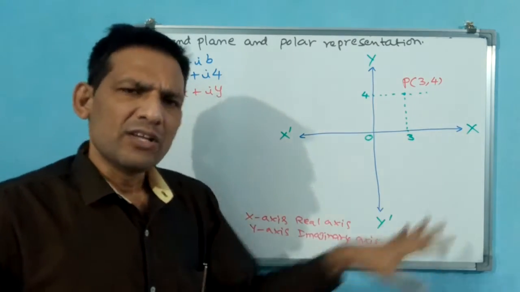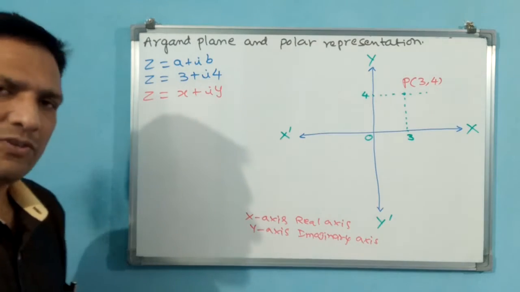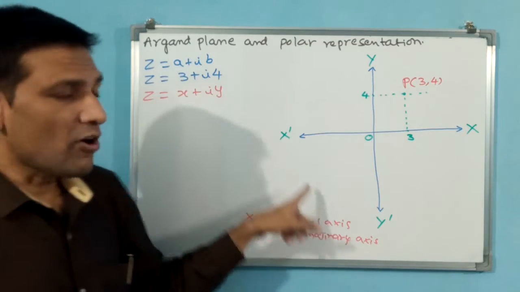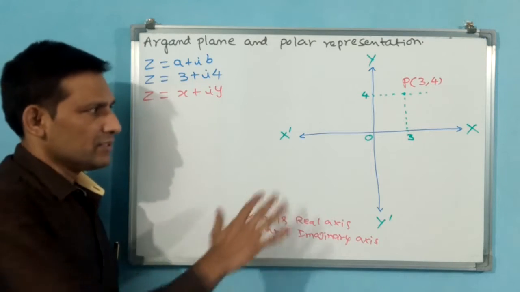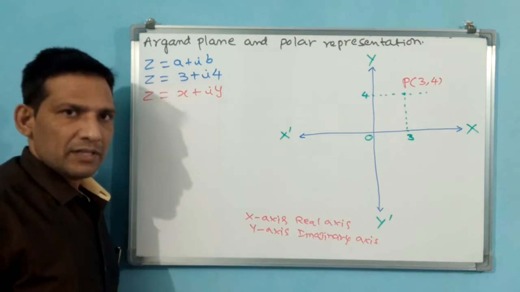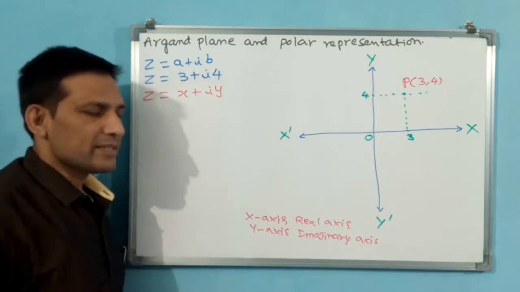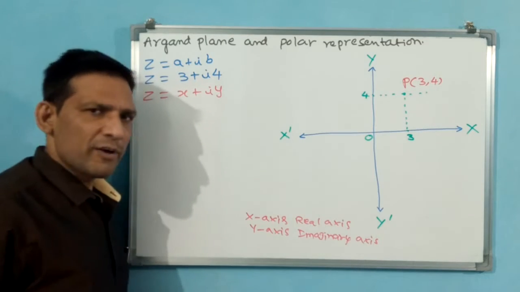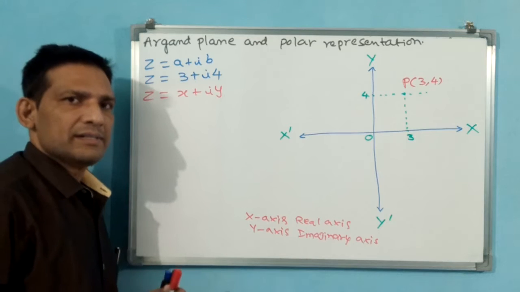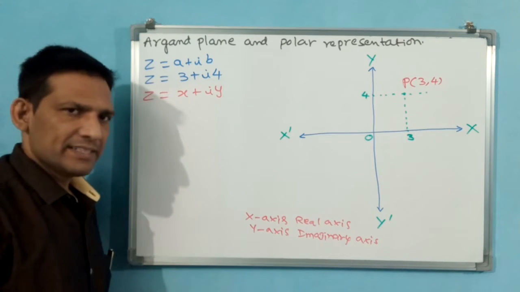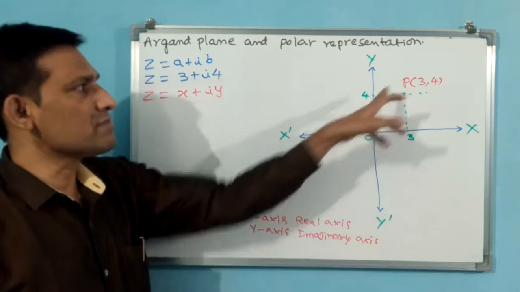These are planes. These are called Argand planes, for complex numbers only. Why is this not a normal plane? Because if the complex number is not there, 3, 4 is simply a normal coordinate, a Cartesian point. P is a point only.